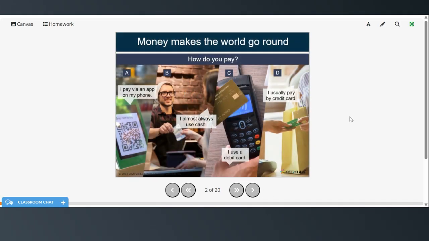So how do you pay? These are some different ways that people pay. I pay via an app on my phone. I almost always use cash. I use a debit card, or I usually pay by credit card.